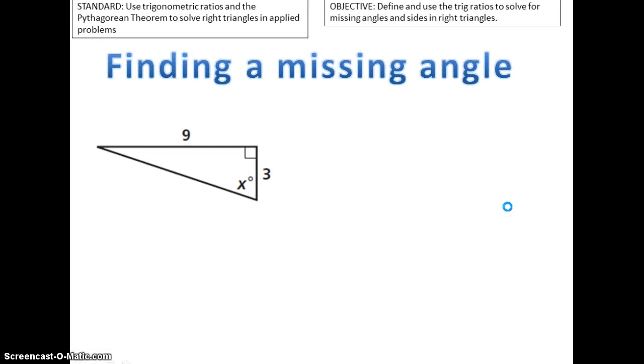Now, finding a missing angle is a little bit different. Let's see what we've got. We've got an angle x, and we have an opposite side of 9 and an adjacent side of 3. So I can make the tangent of x be 9 over 3. There's a special way you have to do this. It's not hard. It's pretty easy, in fact.